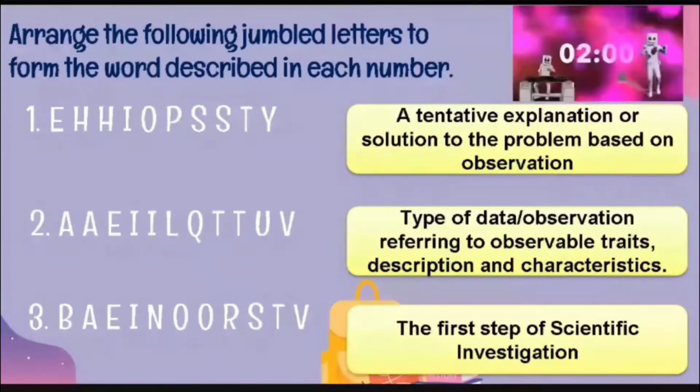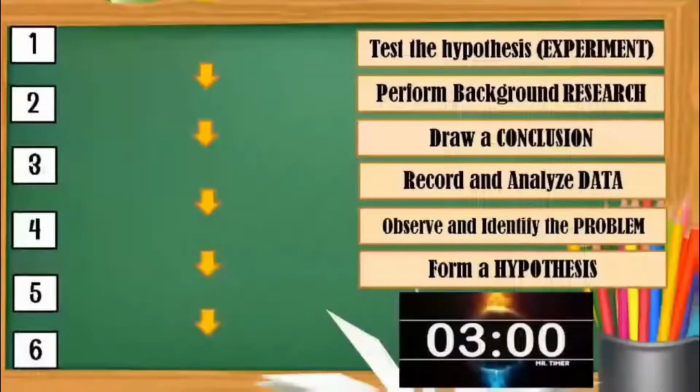For the second part of the review, let's recall the steps of the scientific method by arranging the steps from step 1 to step 6. You have 3 minutes to answer this part, and your 3 minutes starts now.